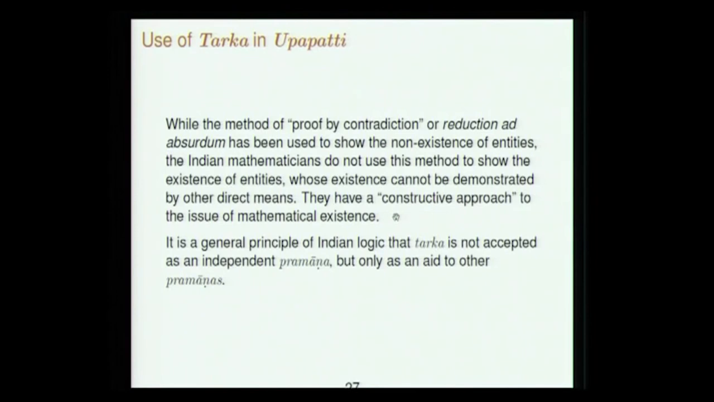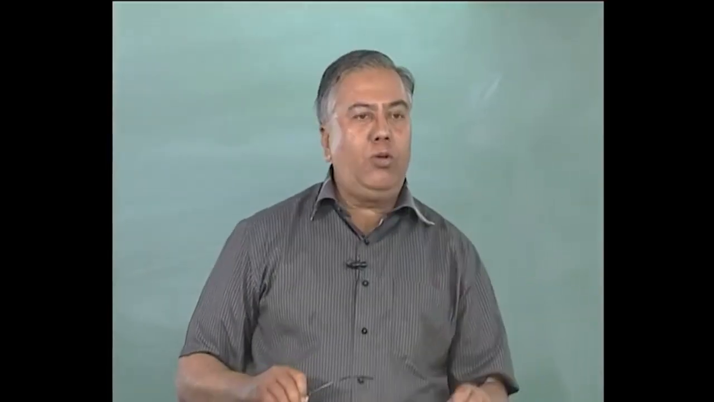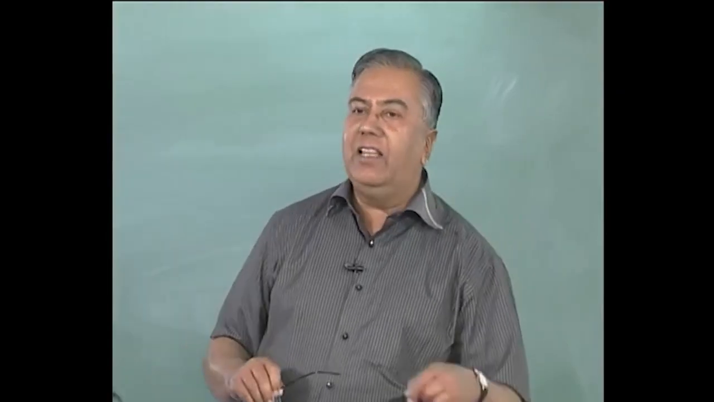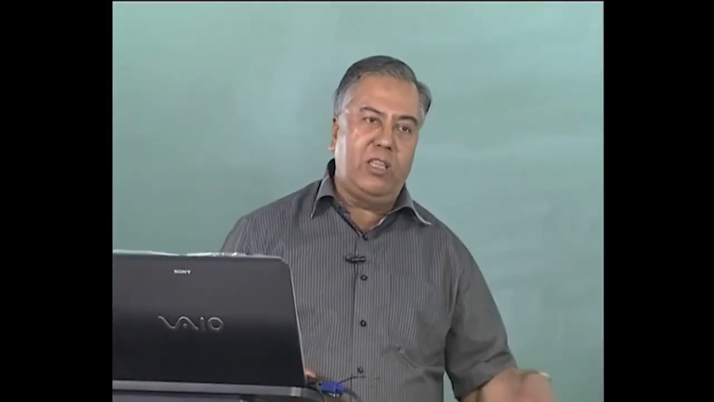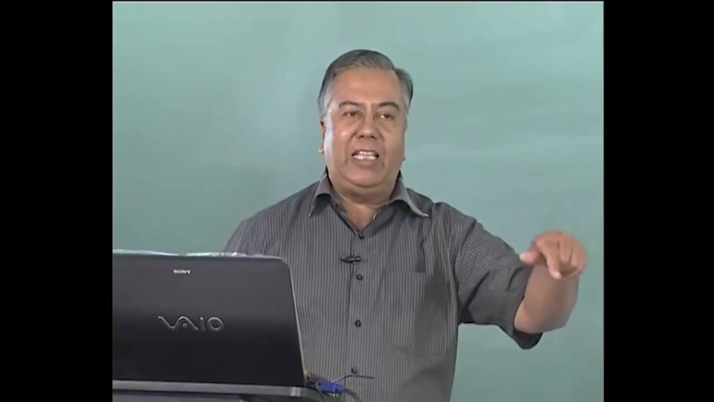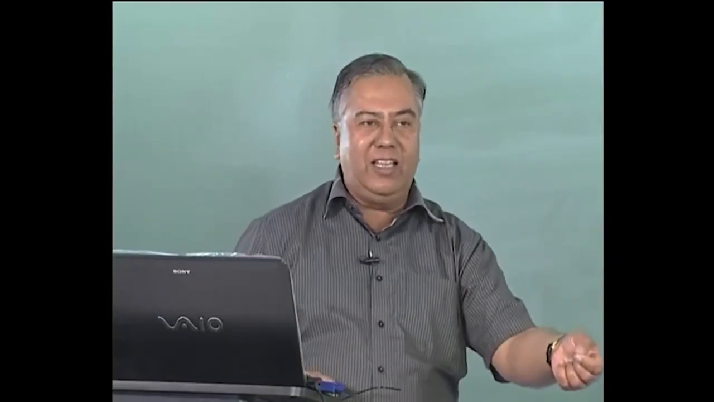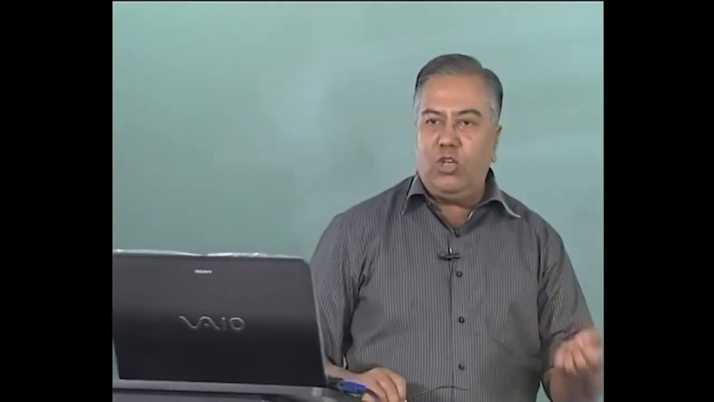So basically the Indian mathematicians seem to be using reductio ad absurdum kind of arguments, if at all they use them, which are very few and far in between, mainly to show the non-existence or impossibility of certain things. They do not seem to have used it at all to show the existence of quantities, whose existence is not possible to demonstrate via other means. If you already know what the solution is, you do not need the reductio ad absurdum.